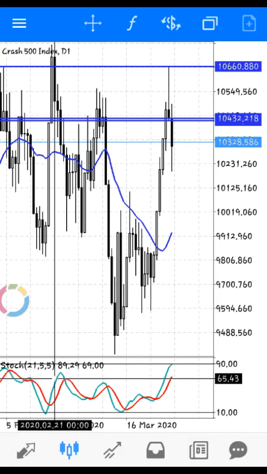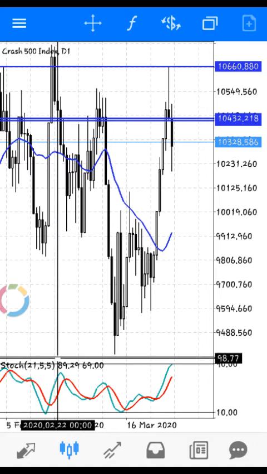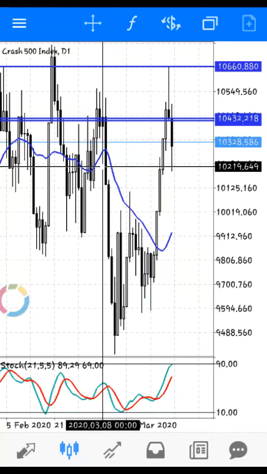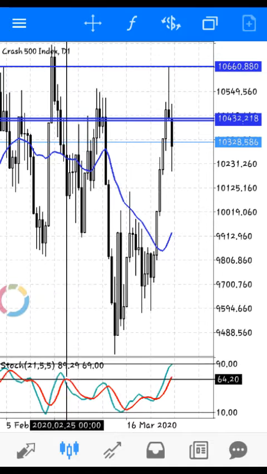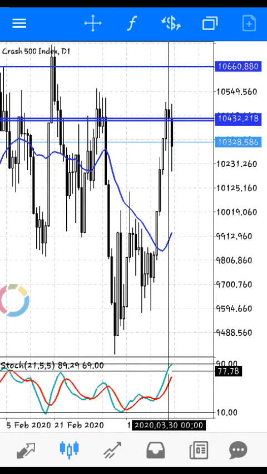But this point here is higher than this point. This point here is higher than this point. But on the stochastics, our current point as of when the day began is higher. So that's like a hidden divergence.